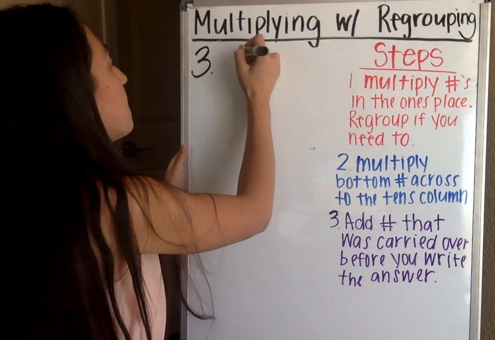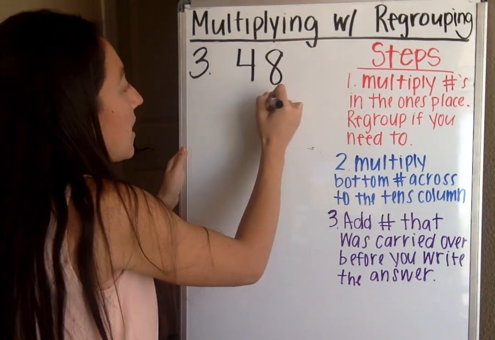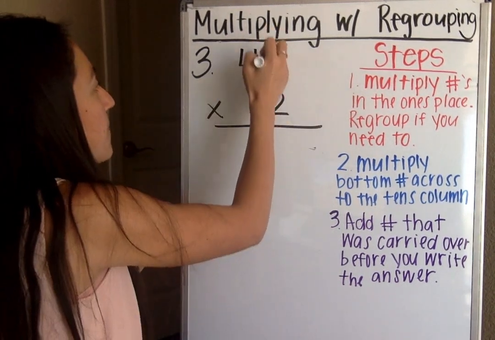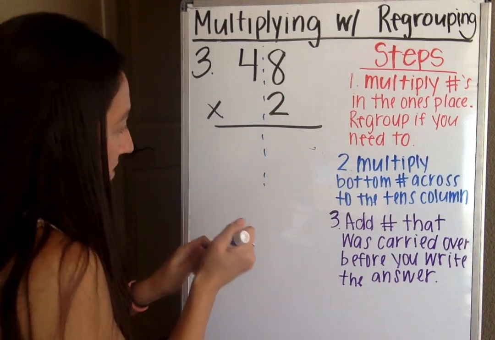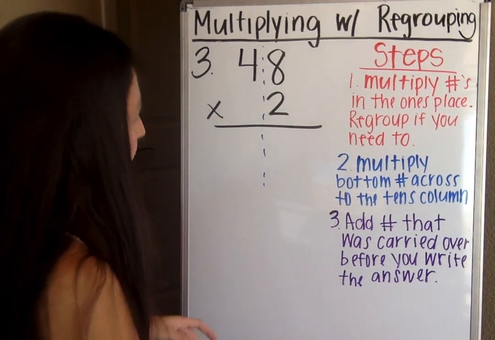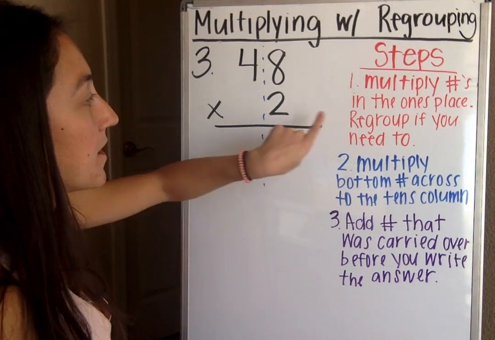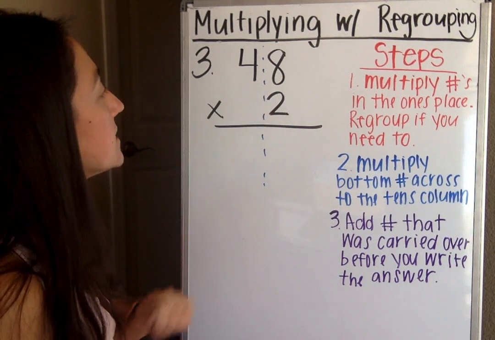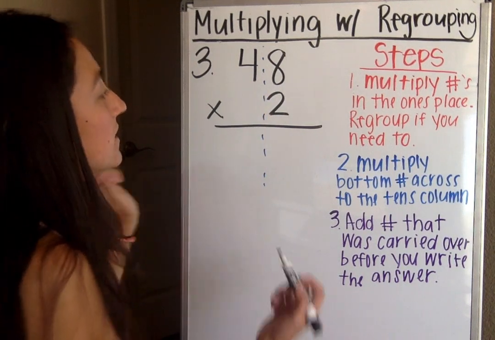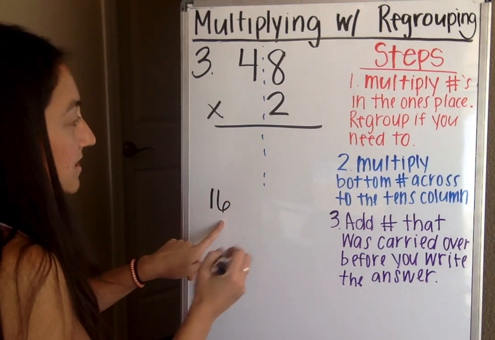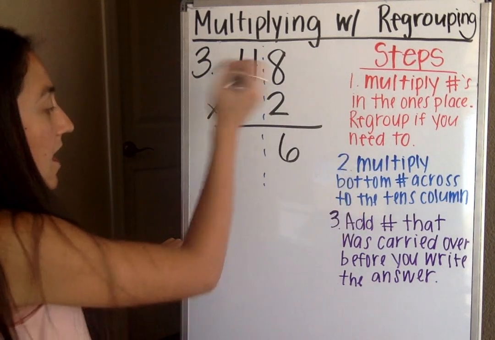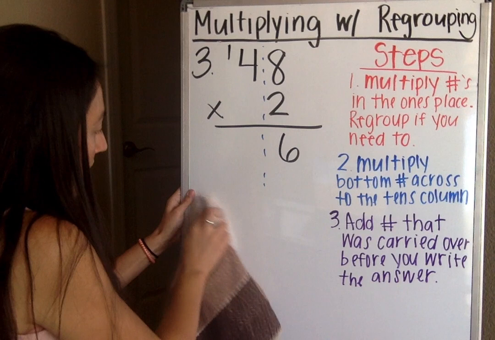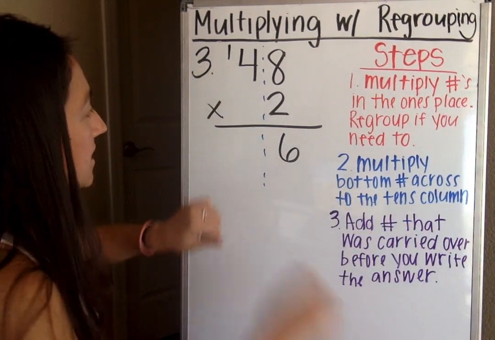So the next one is 48 times 2. Again, I'm going to set my problem up like this so that I can keep my numbers separated. Okay, my first step is to multiply the number in the ones place. So both of these numbers. So 2 times 8 is 16. So again, if I see the number 16, the 6 is in the ones place, so I'm going to put it there, and I'm going to carry over or regroup that 1. So now it's 1 and a 6, so 16.